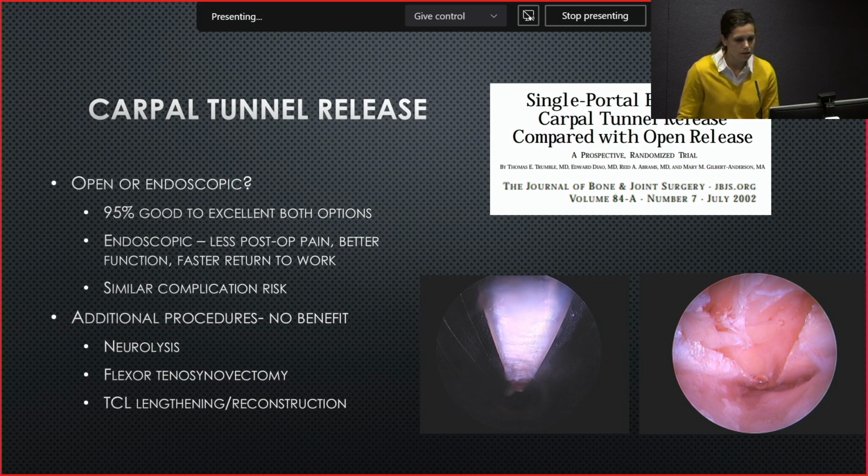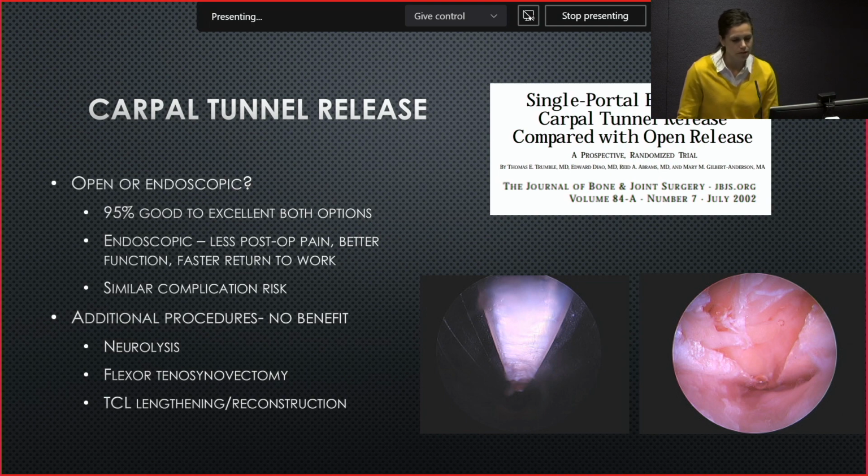This is just one study. It's a little bit older, but they randomized 192 hands into either open release or endoscopic release. And at least in this study, there's some evidence to show that patients had less acute postoperative pain, better satisfaction, and they returned to work faster. In this study, they got back to work 20 days faster in the endoscopic technique than in the open cohort.